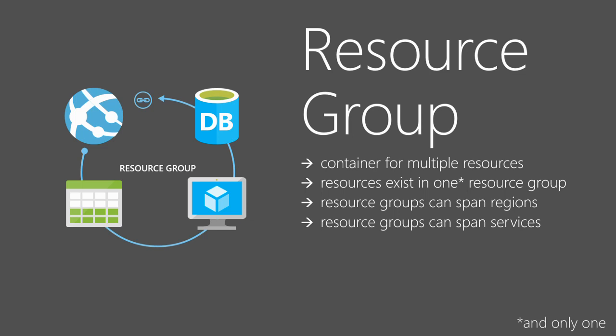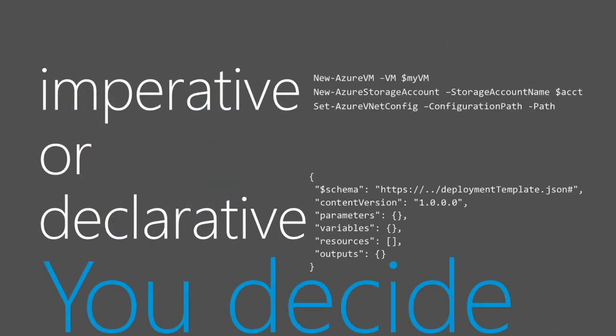Why? Well, the resource group is supposed to be representative of the management lifecycle that you expect to exert or exercise over those resources. With that in mind, resource groups can span regions. I can create a resource group, and in that resource group, as I mentioned earlier, it can contain resources in all 19 of the Azure data centers. And additionally, resource groups can span services.